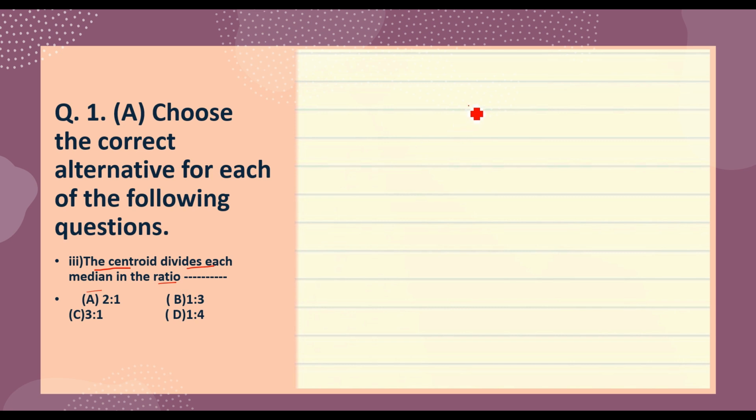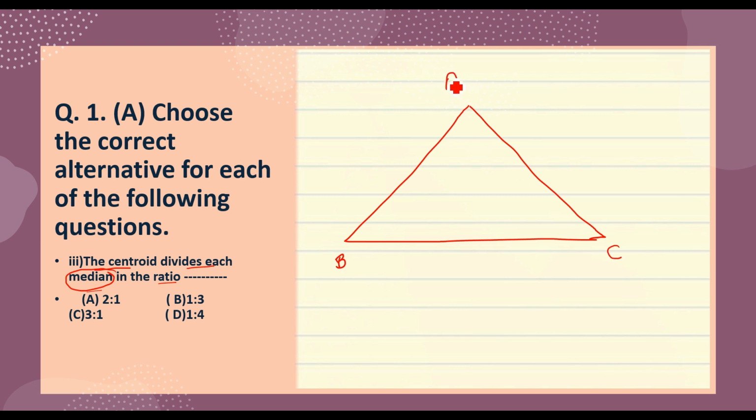Now in this case, what is the question? If we have a triangle, we have to draw the median. Previously we saw the altitude, now we are going to see the median. So what is the median? Suppose this triangle is ABC, and here M is the midpoint of segment BC. The point M is the midpoint of segment BC.